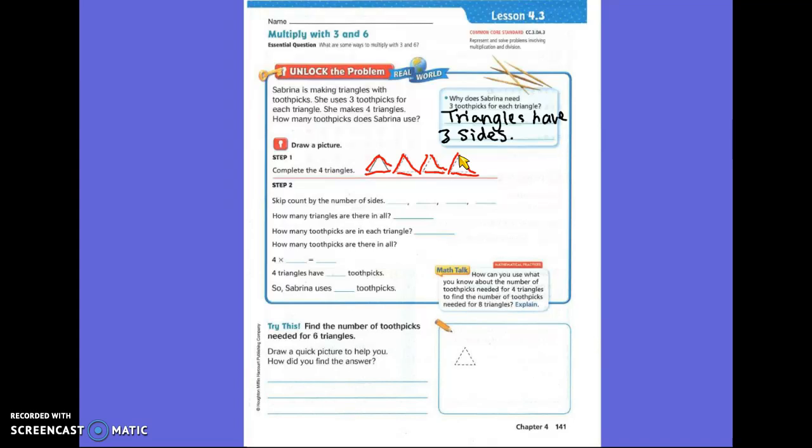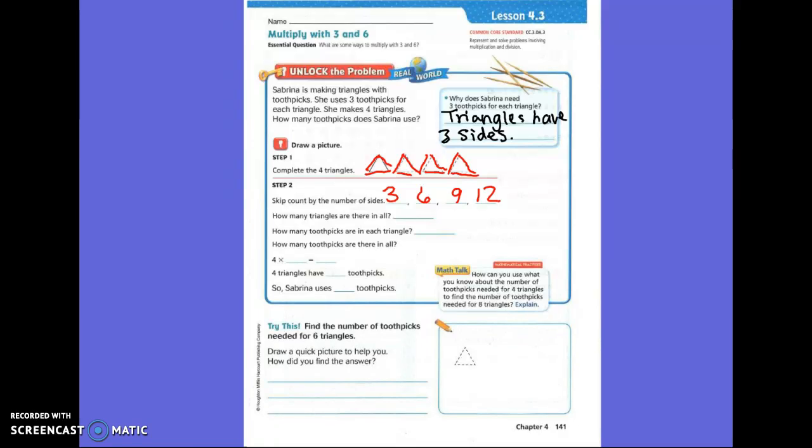Now, they say you can skip count by the number of sides. So how many sides does this first triangle have, guys? 3. And then skip count, you have 3 more. That would make how many? 6. And then how many more? 3 more would be how many? 9. And then 3 more would be how many? 12. So how many triangles are there in all?